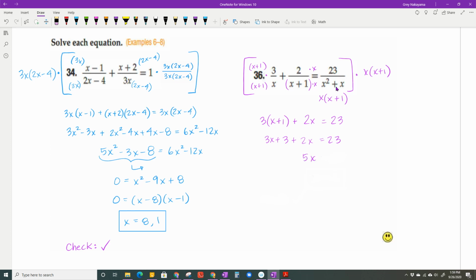3x plus 2x is 5x. 23 minus 3 is 20. Divide by 5, and x equals 4. And then I go check. And if I plug 4 in for x, or 4 in here, then I don't get 0, which means I don't have to worry about that one because that would be the same as those. Okay, so I'm good, and x equals 4.